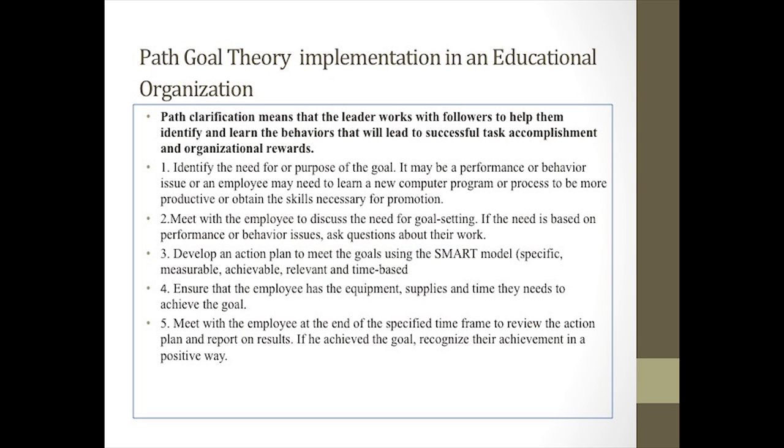Path goal theory implementation at my school. I will be using the path goal theory to implement goals with a group of teachers in a committee to decrease inappropriate behaviors, specifically during recess, lunch, and in the hallways. When I meet with the representatives from each grade group, I will help develop an action plan using the SMART model, which includes using specific, measurable, achievable, relevant, and time-based initiatives.